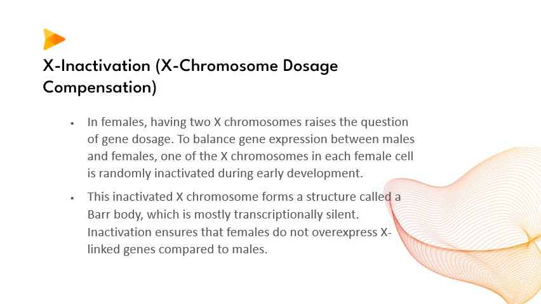This slide covers X inactivation, or X chromosome dosage compensation. In females, having two X chromosomes raises the question of gene dosage. To balance gene expression between males and females, one of the X chromosomes in each female cell is randomly inactivated during early development. This inactivated X chromosome forms a structure called a Barr body, which is mostly transcriptionally silent. Inactivation ensures that females do not overexpress X-linked genes compared to males.